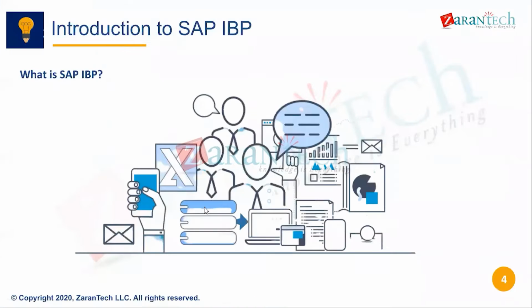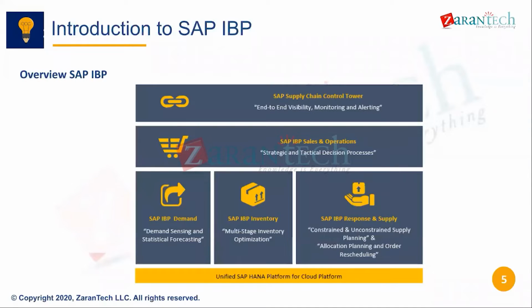Having said that, let's see what is SAP IBP. Any guesses? What does it mean? IBP stands for Integrated Business Planning, and in the backend, it is supported by S4HANA. So if I have to give an overview of SAP IBP, we have to understand that it is basically the modules called SAP Demand Planning. And here we do our demand sensing and our statistical forecasting.